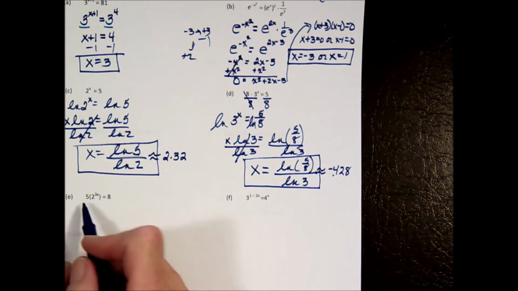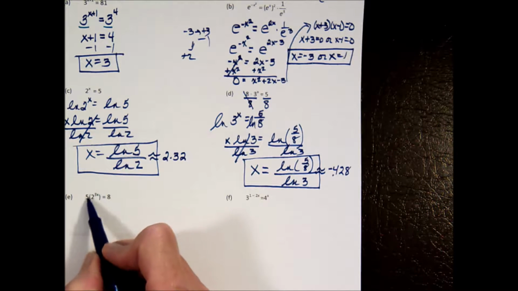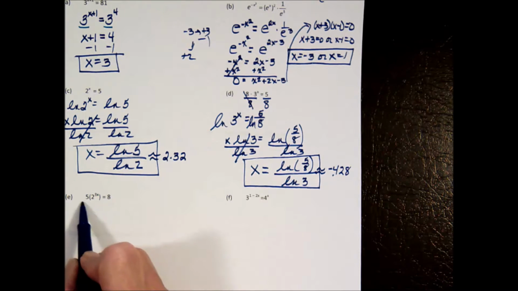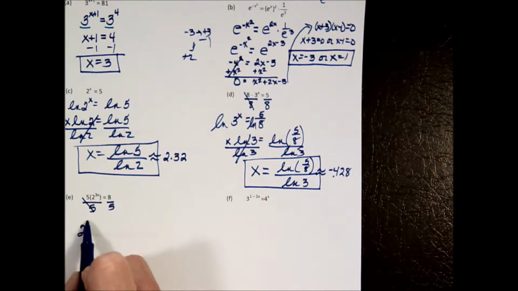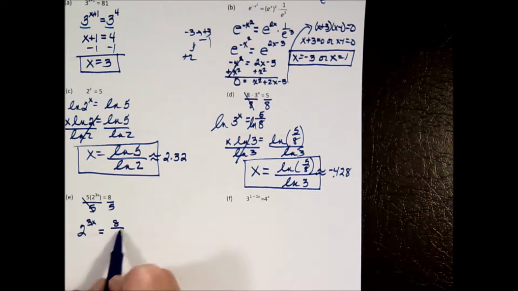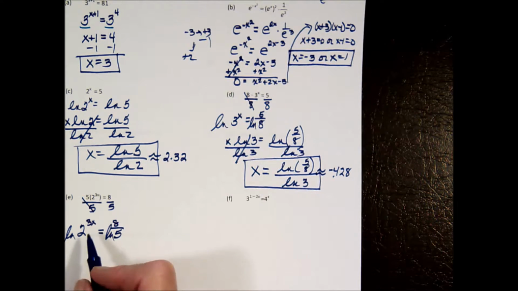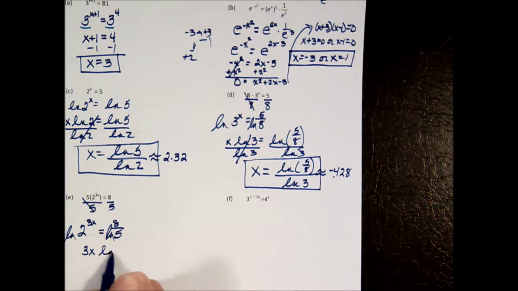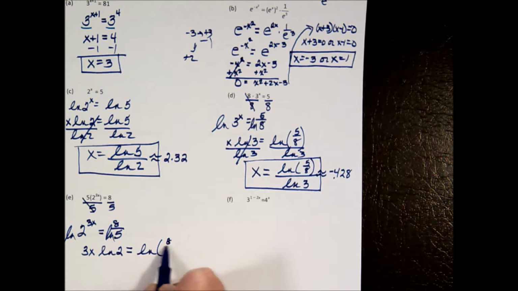All right, let's look at this one. First thing you want to do, you want to isolate this. So we're going to divide by 5. That's going to give me 2 to the 3x equals 8/5. I certainly can't get the bases the same, so I'm going to take the ln of both sides. I'm going to bring the 3x down to the front, so 3x ln of 2 equals ln of 8/5.